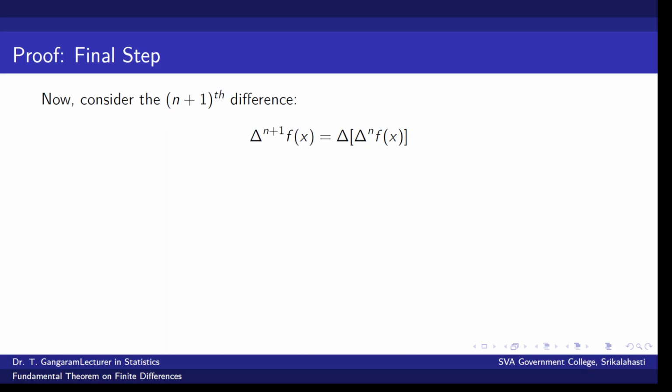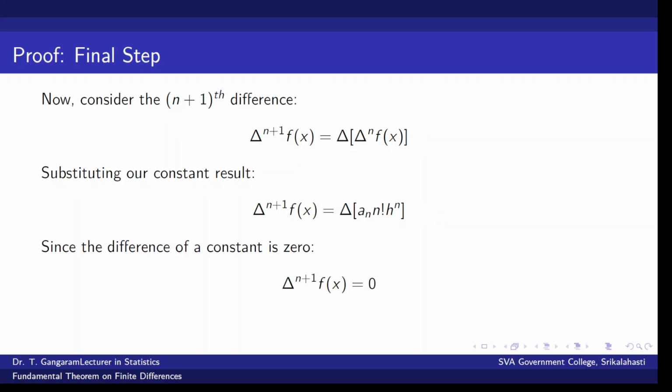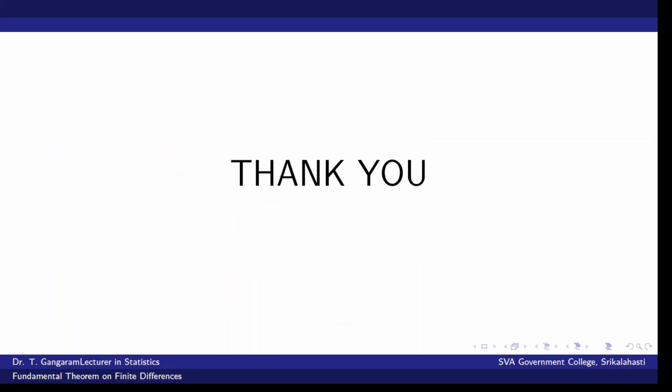Now, let us consider the n plus 1th term. Delta power n plus 1 f of x is equal to delta of delta power n f of x. We know the delta power n f of x is a constant. By substituting the delta power n f of x as an n factorial into h power n, the difference of a constant is 0. So, delta power n plus 1 f of x is equal to 0. Hence, the theorem was proved. Thank you.